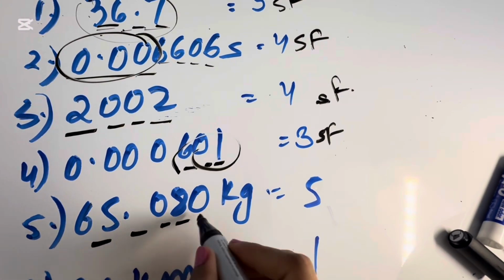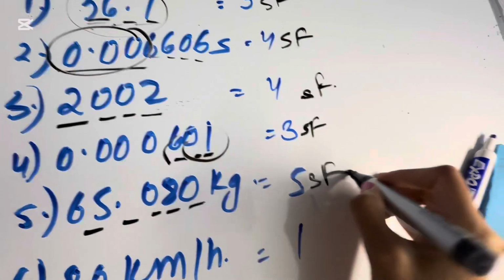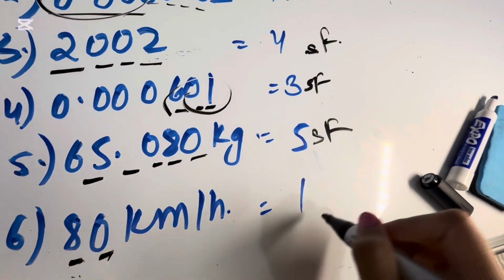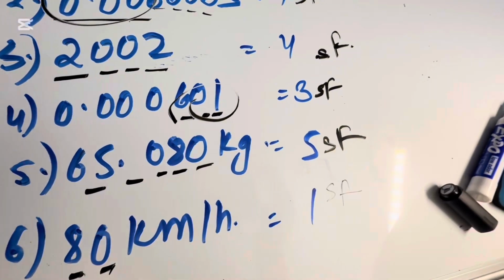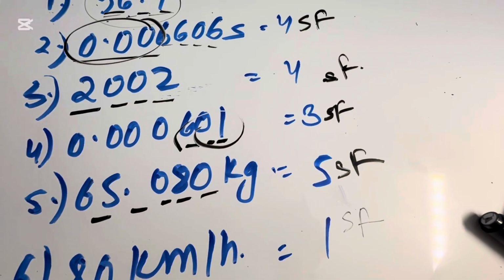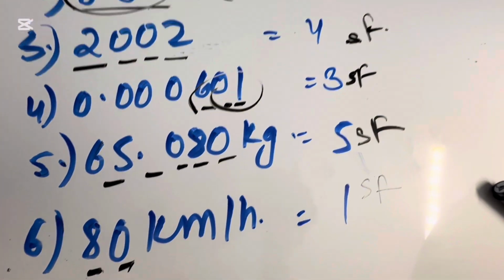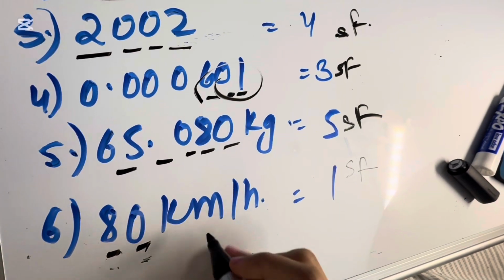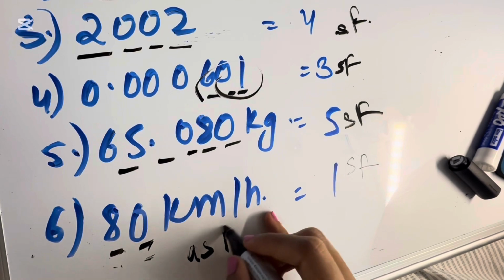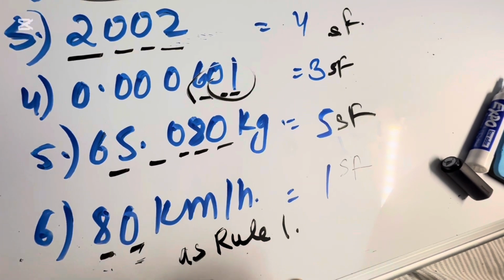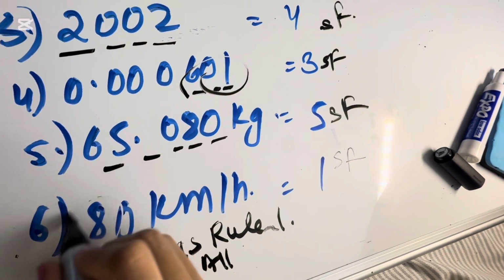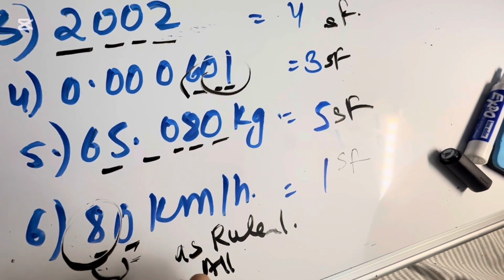1, 2, 3, 4, 5, so it will be 5 sig figs. 8 and 0: only 1 sig fig. Some might be wondering why we did not count the 0. As we have studied, rule 1 says all non-zero numbers count as significant. So only non-zero numbers count as significant.